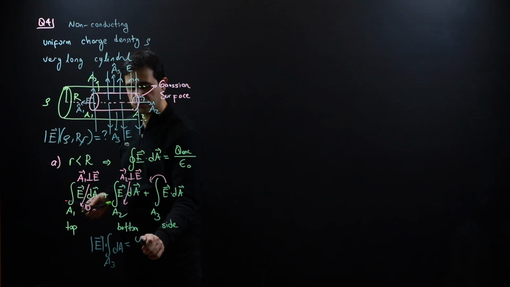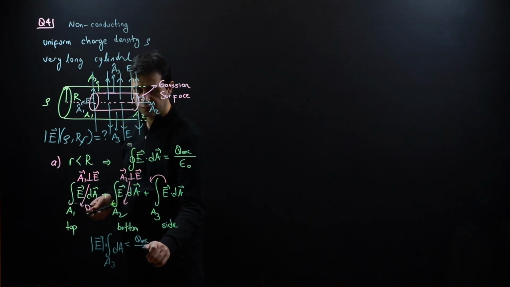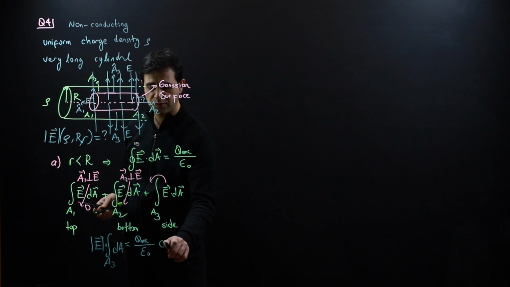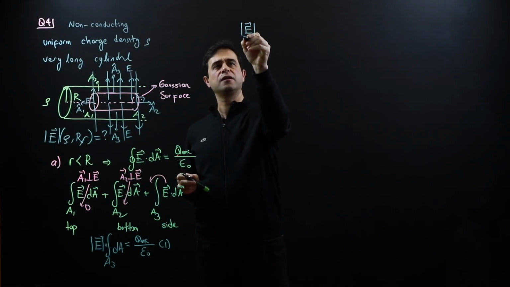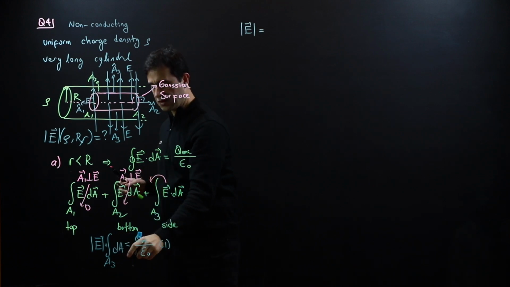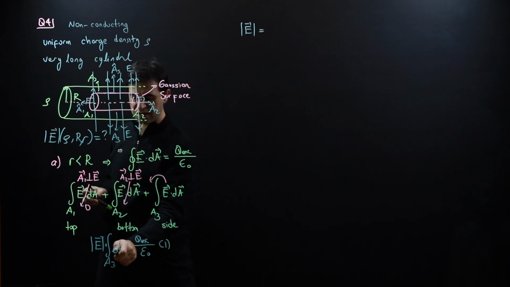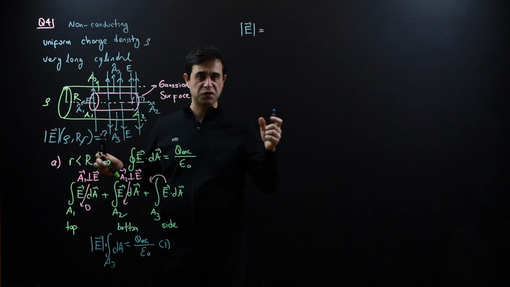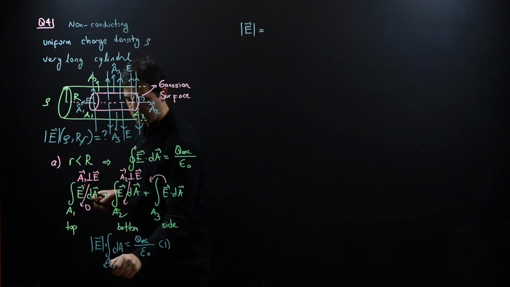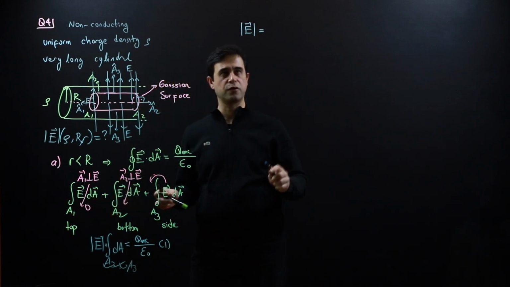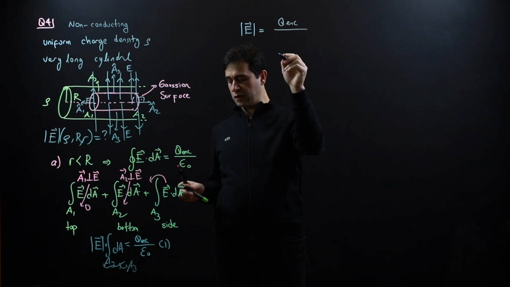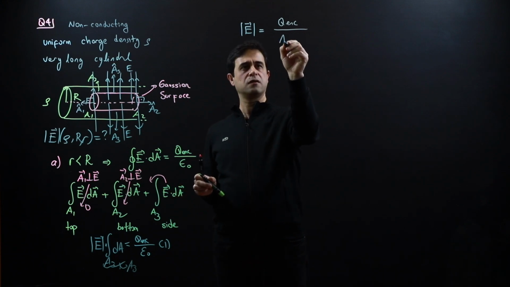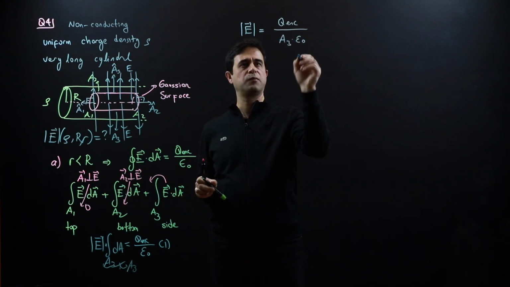And that is equal to Q enclosed divided by epsilon 0. So let me call that equation number 1, okay? And you see this integral is dA over A3, and if you add all these small dAs, you're going to get the whole A3, right? So this integral will give you A3, and therefore E is equal to Q enclosed divided by A3 times epsilon 0, right?